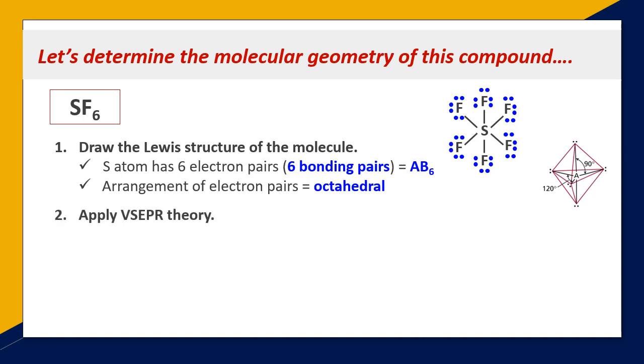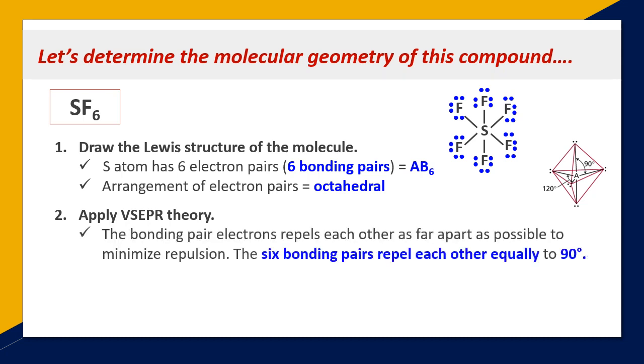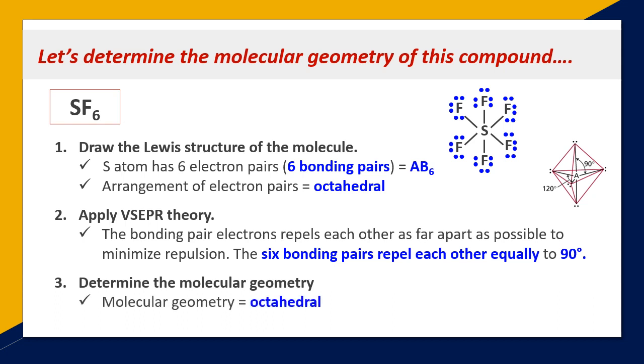The next step is to apply the VSEPR theory. Since this molecule only consists of bonding pairs, all the 6 bonding pairs will repel each other equally to 90 degrees. And finally, we can determine the molecular geometry for this molecule as octahedral. The bond angle is 90 degrees between each bond pair.